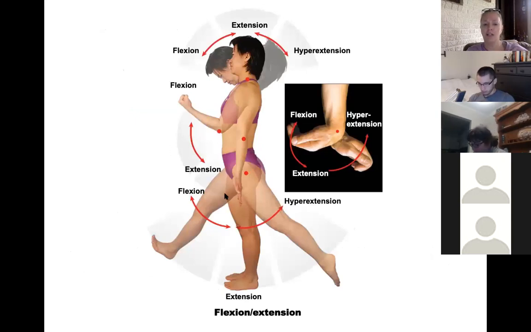Okay, so here are our movements. Flexion, okay? Flexion at the hip, bringing the hip up toward the body. Flexion at the elbow joint, bringing the bones closer. Extension is that you're moving the hip joint away, okay? Flexing your wrist, extending your wrist.